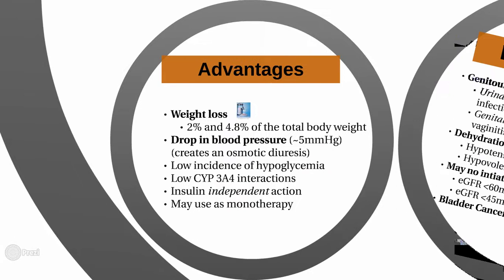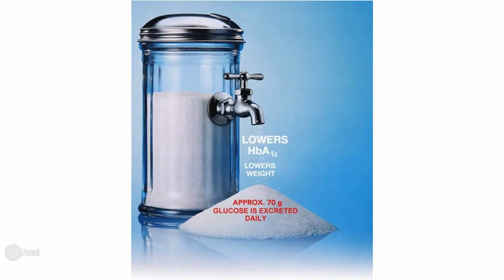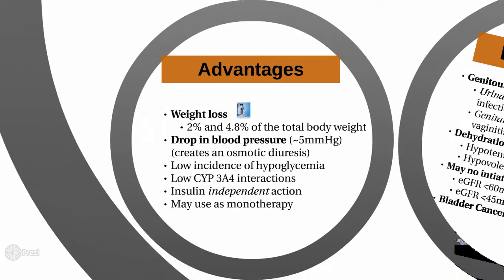So advantages. Well, we get weight loss, which is a very good advantage. As we saw earlier, you excrete glucose in the urine, and the amount that you excrete is between 70 to 80 grams a day. So I have this really cool picture here showing you how much approximately 70 grams is. And if you go by the principle that every gram of glucose is equal to 4 calories, then 70 to 80 grams would be about 200 to 300 calories per day. So that's a relatively significant weight loss that we see with these drugs. And again, it's because you're urinating sugar.